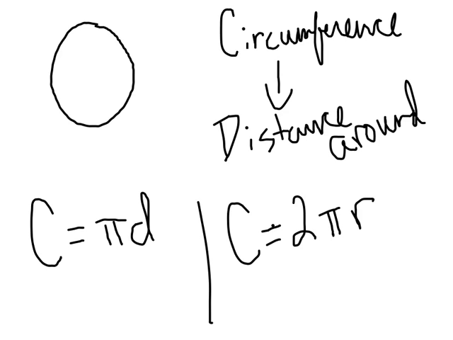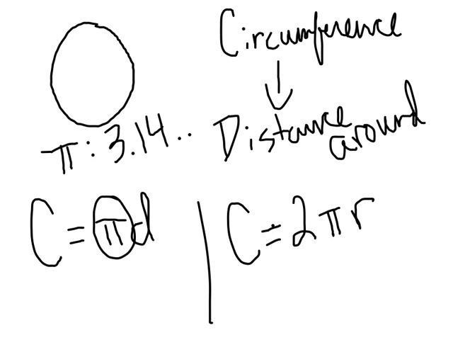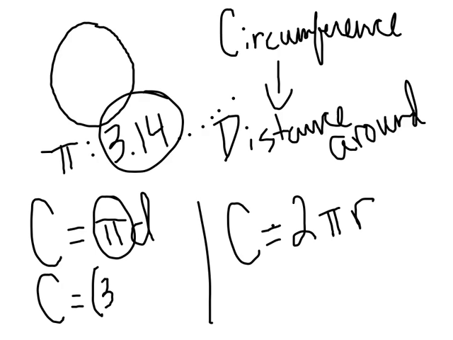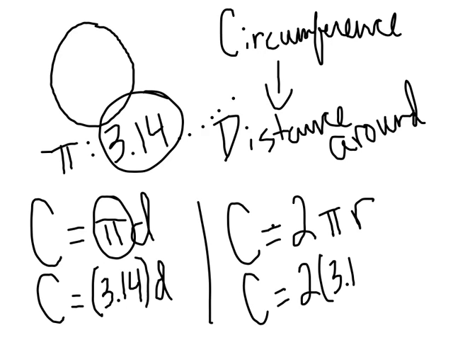Now, you all might be wondering, what is this symbol? Pi is the number 3.14 repeating forever and ever. But for these purposes, let's just use 3.14. So this formula is C equals pi, which is 3.14, multiplied by the diameter. And this other formula is C equals 2 multiplied by 3.14 multiplied by the radius.